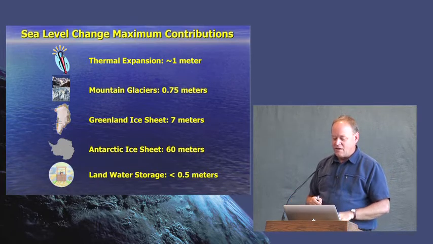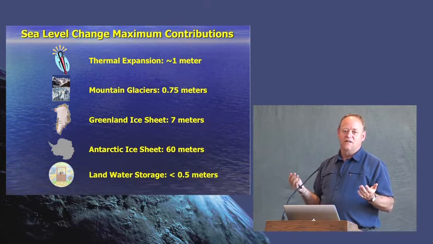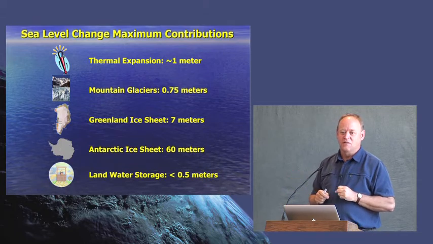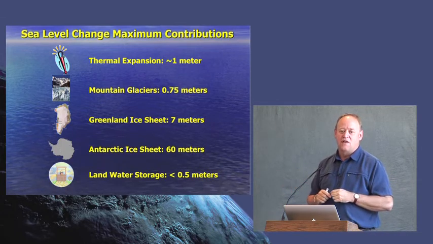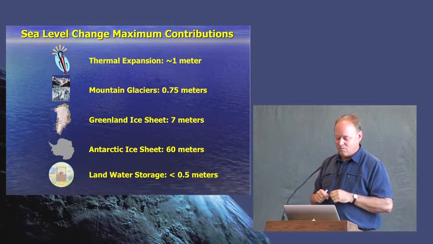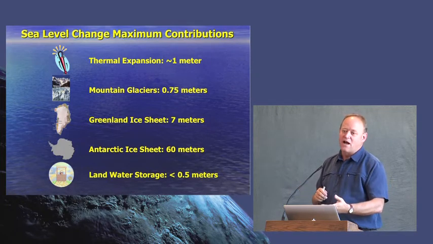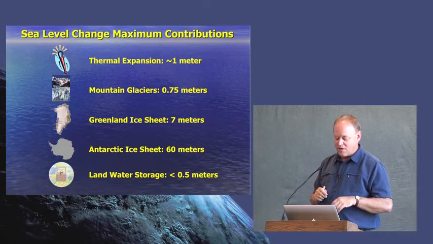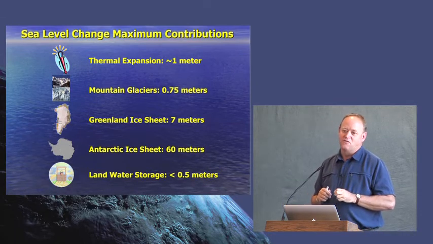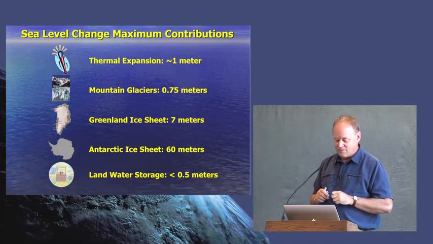And then you look at Greenland. If you melt the whole Greenland ice sheet, it's 6 to 7 meters of sea level rise. Now, most people think that would take 1,000 years or more to melt the whole ice sheet, but even melting a fraction of the ice sheet could result in significant sea level rise. And same thing with Antarctica. There's 60 meters of potential sea level rise tied up in the ice in Antarctica.